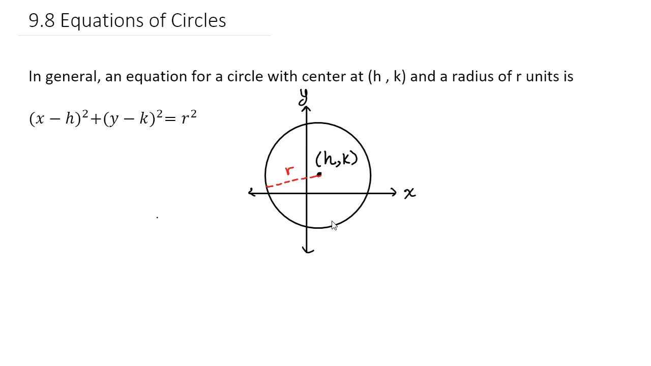So in general, regardless of the location of the circle, we need to know the center. In this case, that's going to be given by the coordinates h and k, and the radius. As long as we have those two, we're going to be able to graph the circle, or if needed, come up with the equation of a given circle.